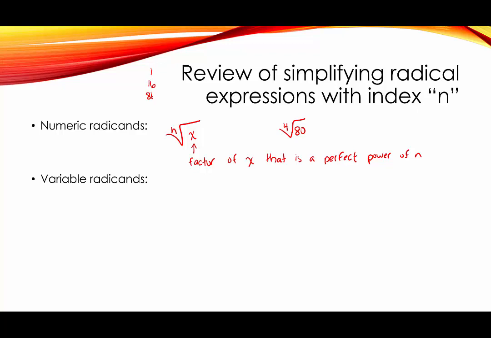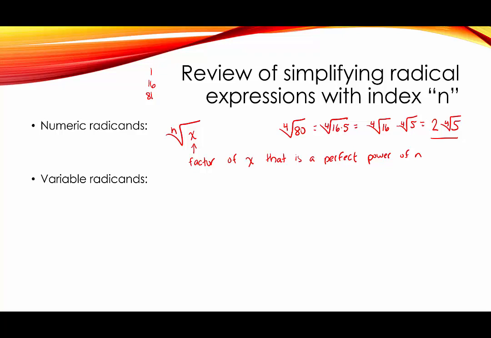So if 16 is a factor of 80, then we can simplify this radical. And 16 is a factor of 80. It's 16 times 5. So we would say 16 times 5. And then we can do the fourth root of 16. Since 16 is 2 to the 4th, the 4 and the 4 would cancel. The fourth root of 16 is 2. And the fourth root of 5 would be left under the radical. So that's how we simplify when we have a numeric radicand.